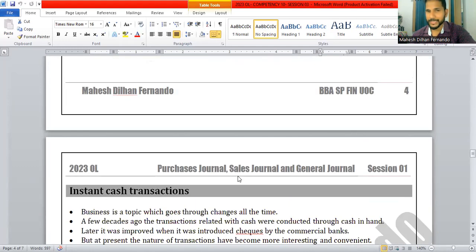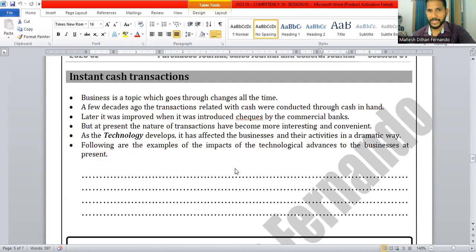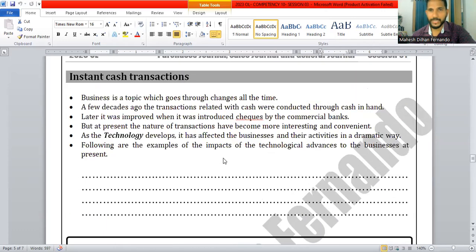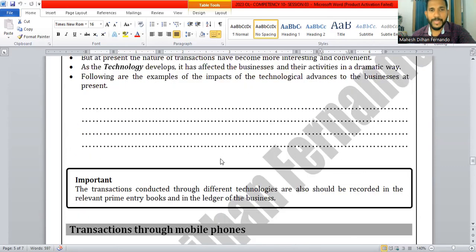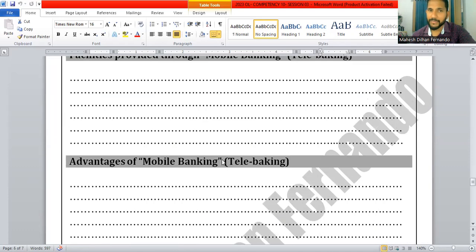As most of you have exams, I will move to the instant cash transactions part next week. In fact, this is a part of financial accounting, business studies, but according to the syllabus it is available in this particular competency. So anyway, we are discussing this part of the notes. We will be completing the 10th competency next week, and we are starting the 11th competency also.